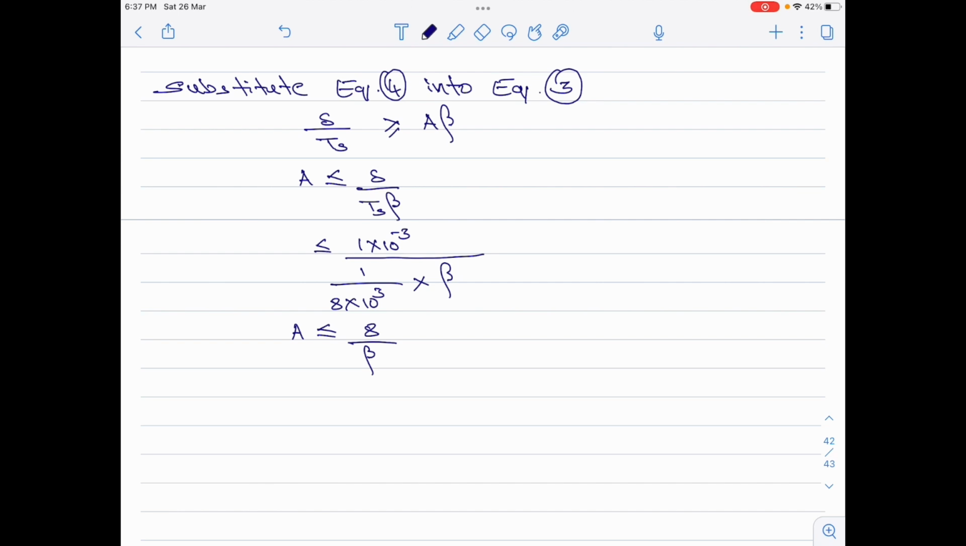Sometimes the question may be framed to find the maximum value of A. In that case, the maximum value of A is simply 8 divided by beta itself.